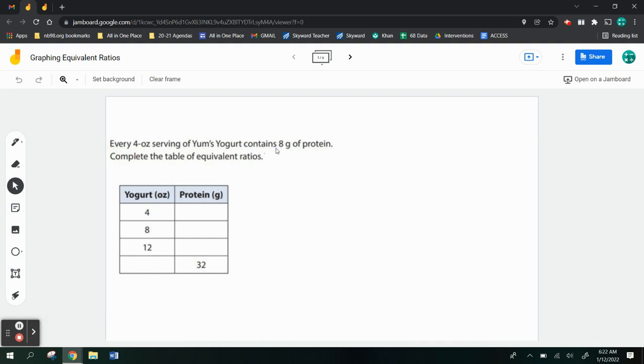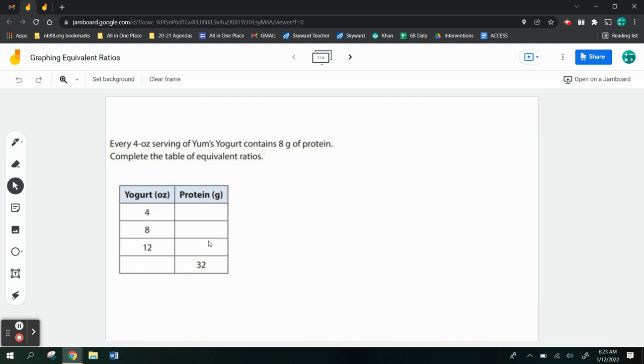Starting with the first part of the first problem. Every 4-ounce serving of Yum's yogurt contains 8 grams of protein. Complete the table of equivalent ratios. If you can recall, this is before winter break material. Using the information it gives you, you have to complete the table. But notice that there's no completed rows. That's because you have to take that information they give you up here and use it to fill in one of the rows.